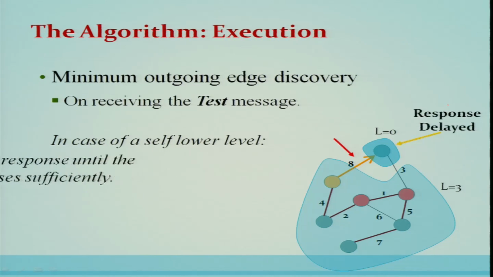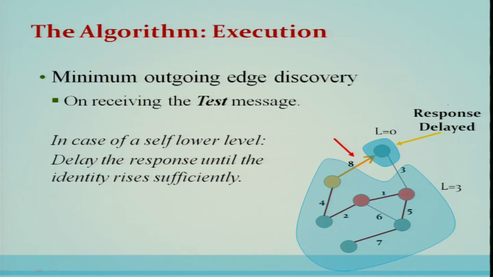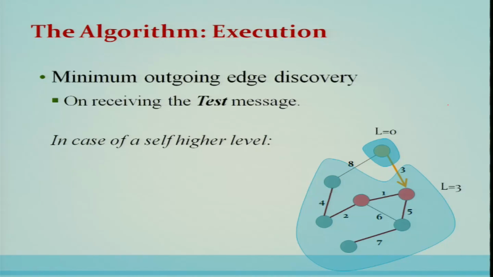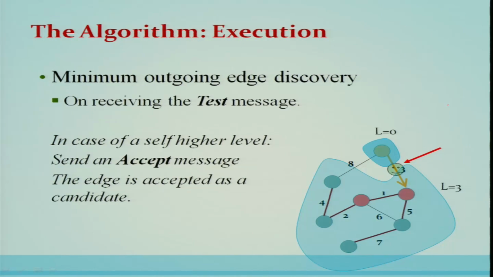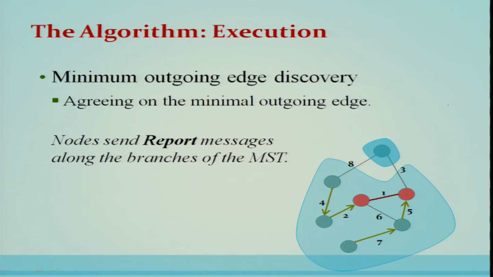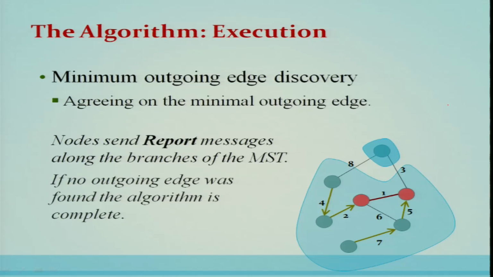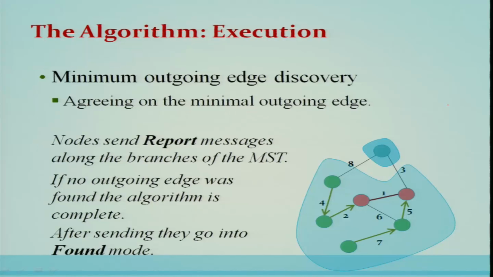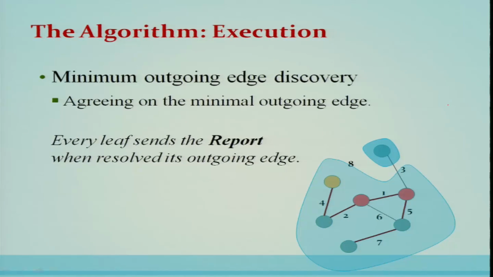In case of a lower level, delay the response until the identity rises sufficiently. In case of an accept message, the edge is accepted as the candidate. So the nodes send the report messages along the branches of the MST. If no outgoing edge was found, the algorithm is complete. After sending, they go into the found state.